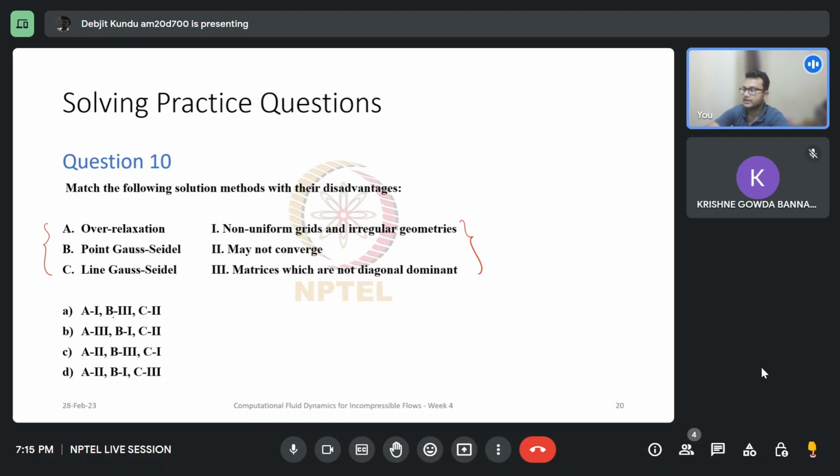So is it option A, A1, B3, C2? Is it option B, A3, B1, C2? Is it option C, A2, B3, C1? Or is it option D, A2, B1, C3? So you have to match the solution methods with their disadvantages. So let's go one by one. What disadvantage does over relaxation have?